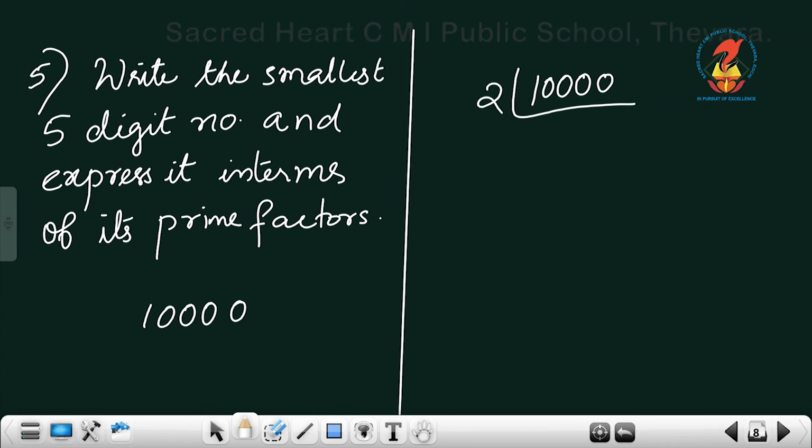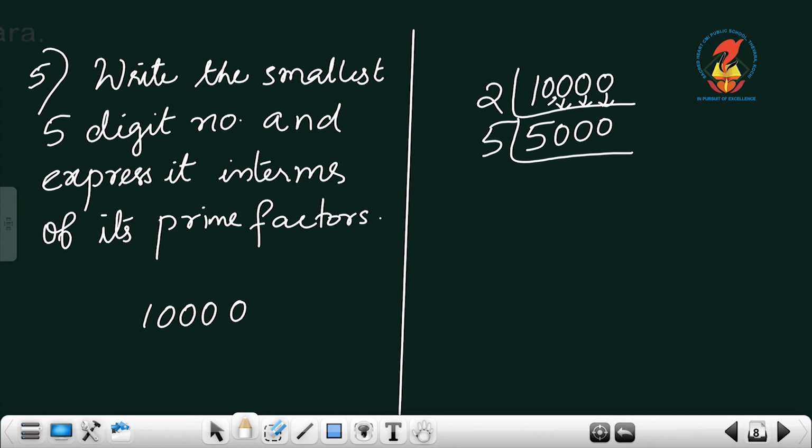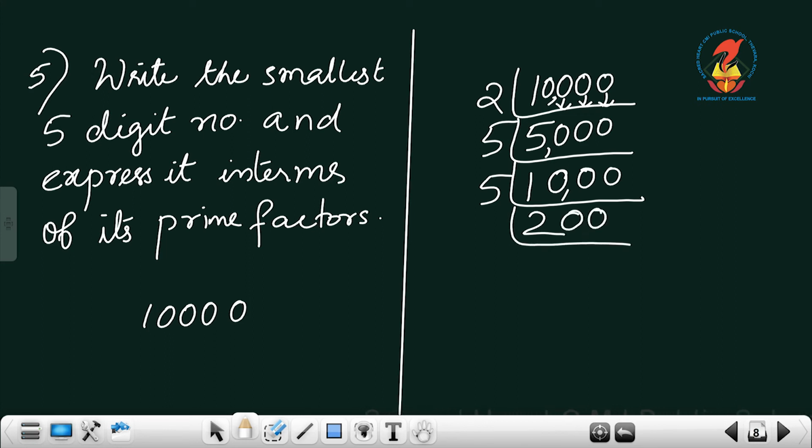2. So 1, no 2. So 10 as a whole. 5 2s are 10. Then write all these zeros down which we are not using. 5,000. Half of 10,000 is 5,000. Then again we can use 5 because 5 is easy here. So 5 1s are 5, 000. Then again we can use 5. So 5 2s are 10, 200.